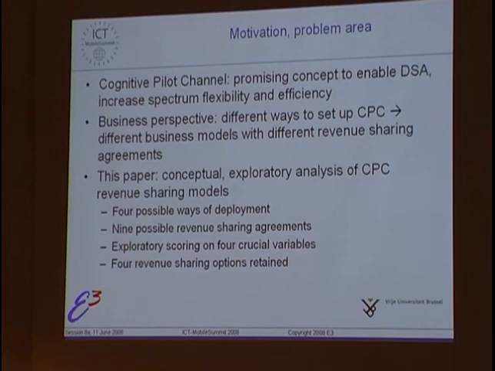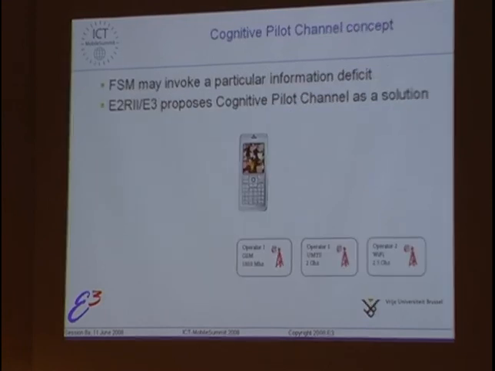So the way we try to do this is to imagine 4 different ways in which the CPC can be deployed, to deduct from that 9 possible revenue sharing models, and then do an exploratory scoring of these 9 models on 4 variables that we think are crucial. So then, initially, for this initial research, we retain 4 sharing options that might deserve further research.